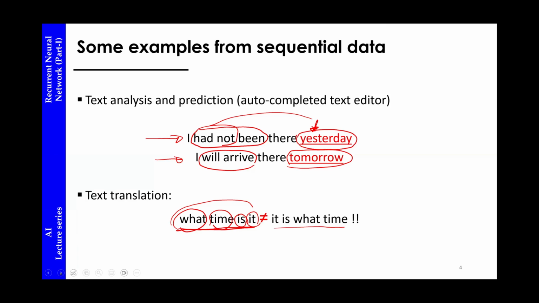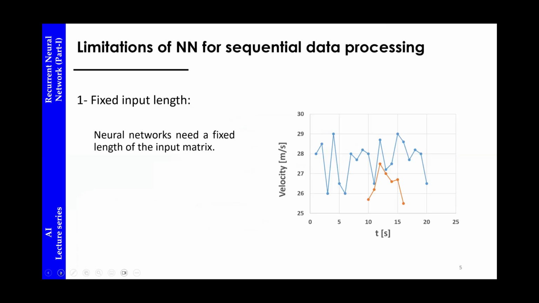So working with sequential data, processing the sequential data with fully connected neural networks, is challenging. And here I want to discuss these challenges that fully connected neural networks have in processing sequential data. The first challenge is that a fully connected neural network needs a fixed length of the input.